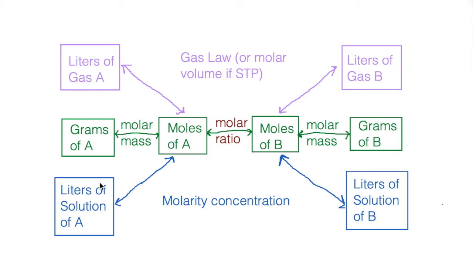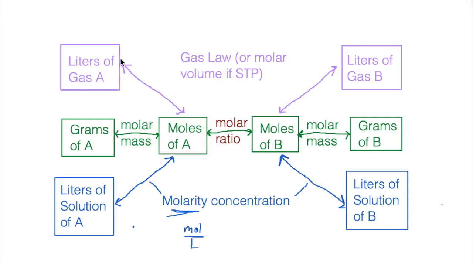And then when we were talking about solutions and titrations, you might have a solution of A and a solution of B, and the relationship between liters of solution of A and moles of A is the molarity. So remember, molarity is moles per liter. If you have a solution, you're going to use molarity to do this transformation, not the molar mass. And then you would do that transformation from moles of B to liters of B with the molarity concentration.